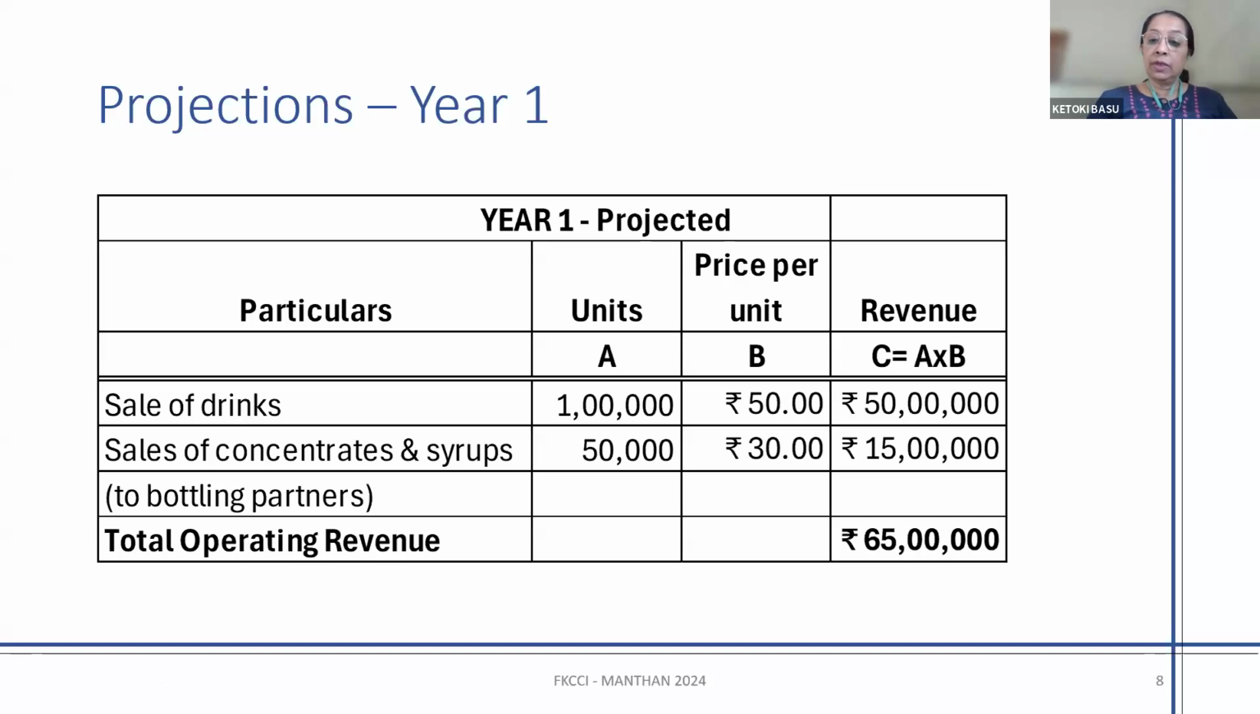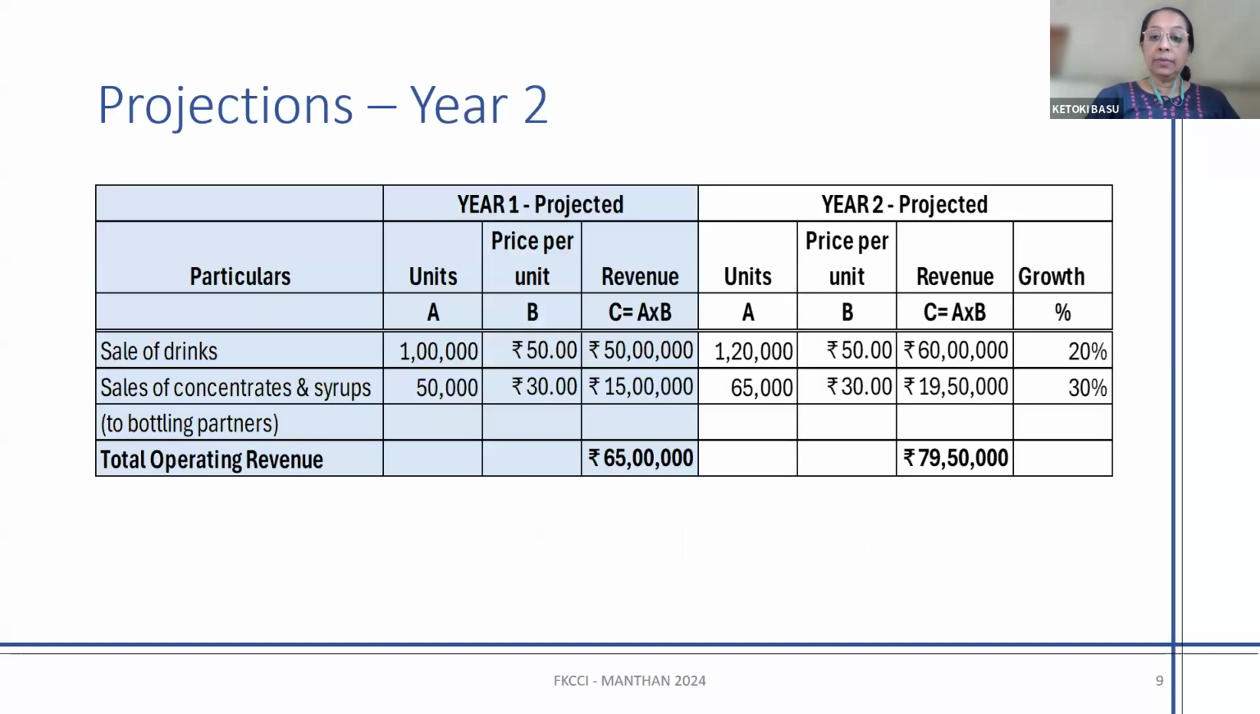And from the concentrates, about another 15, which makes a total operating revenue in the first year of 65 lakhs. In the second year, you expect volumes to go up in terms of drinks by about 20%, and in terms of concentrates, by another 30%. You don't estimate the price per unit because you're just new in the market with this particular health drink. So you decide to keep the price per unit stagnant, but your volume increases by 20%. So 20% of 1 lakh units becomes 1 lakh 20, and 30% of the 50,000 becomes 65,000.